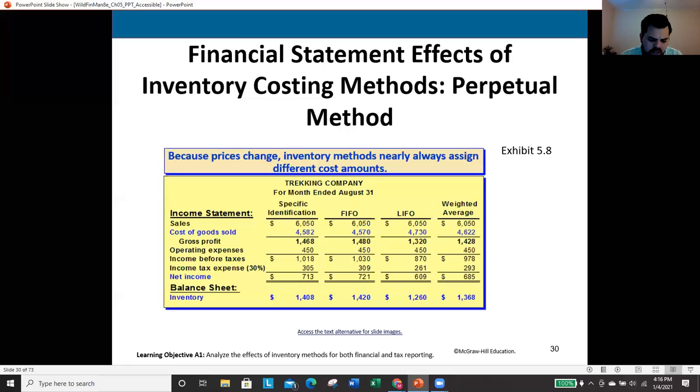Now, if I asked you which of these would you want to use for income tax reporting, which one would you want to use?